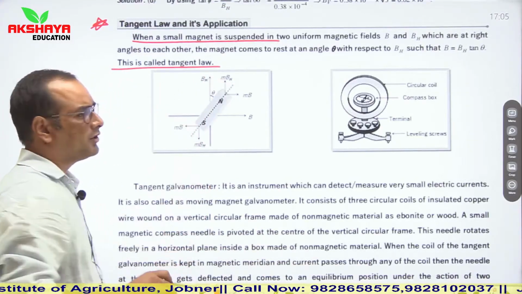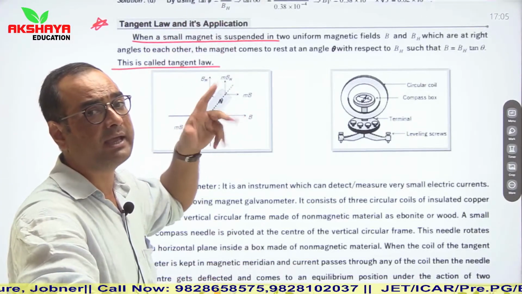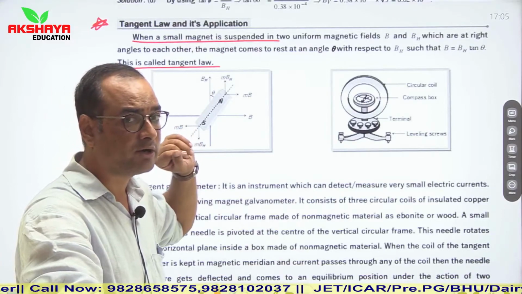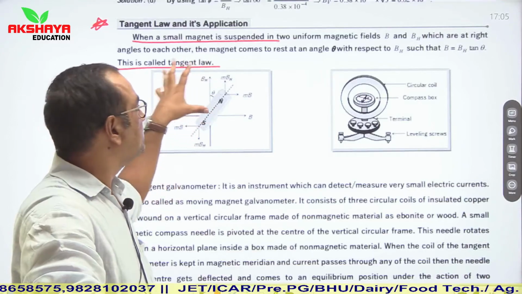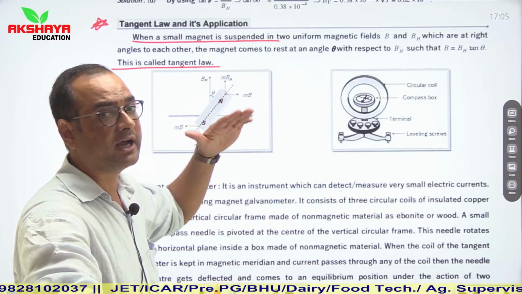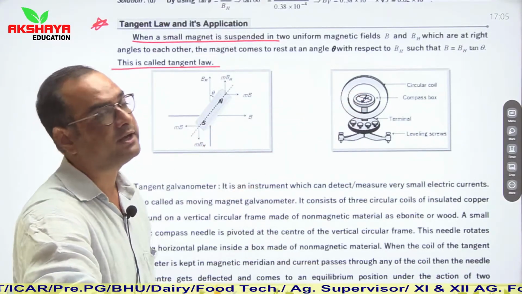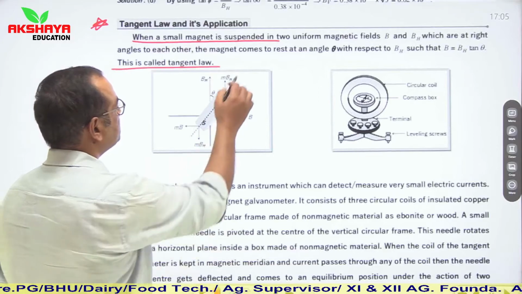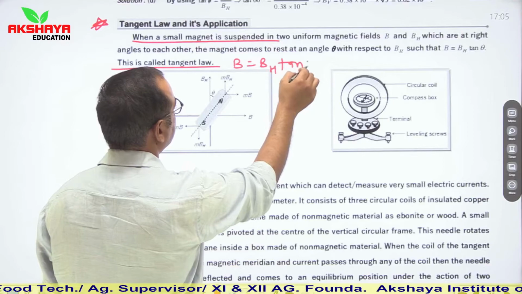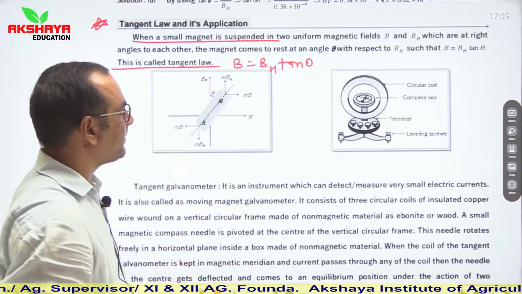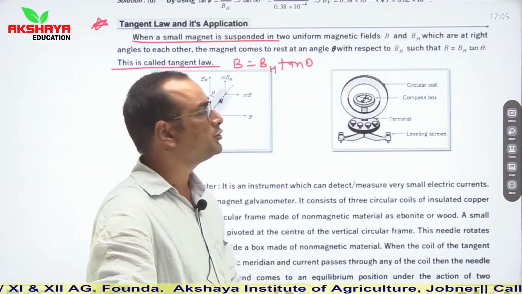So what we are considering is that we are placing a small magnet in two magnetic fields B and BH. BH is the horizontal component of Earth's magnetic field and B is the resultant magnetic field. So this magnet will come to rest at an angle theta when B becomes equal to BH tan theta. So this is known as tangent law. B is equal to BH tan theta is the tangent law. This is the relation. Now see, this is the tangent galvanometer which is based on this law.